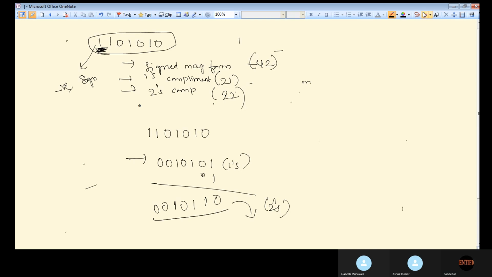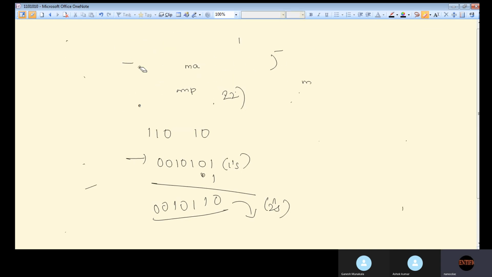Very good. One binary number you can represent in sign magnitude, 2's complement or 1's complement form. Now one more thing we will see. Now 0 1 1 0 1. Okay, so what is its signed magnitude equivalent? Tell me the signed magnitude equivalent, 1's complement and 2's complement.